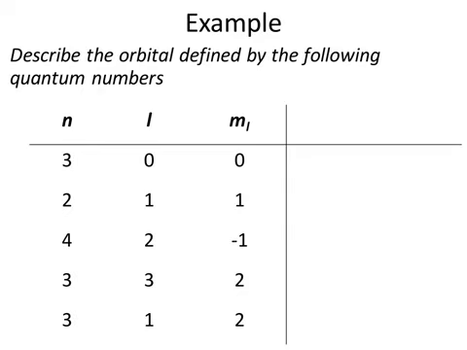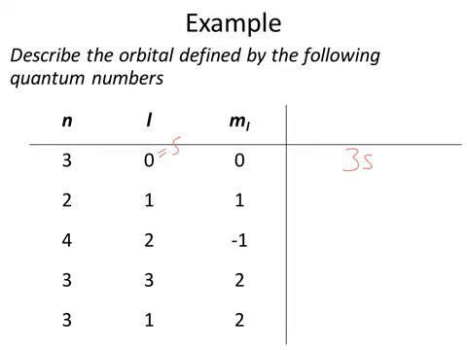Alright, in this case it says describe the orbital defined by the following quantum numbers. So in here, again, our n value tells us our energy level, and so that's going to be given 3. Now, 0 will tell us that this is an s, and because it's an s, it's a sphere, so it exists in the x, y, and z plane, so it's only going to be 3s.